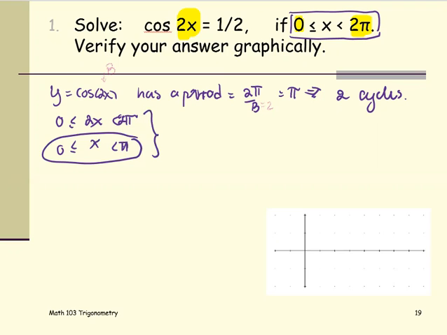Now we look at the function that we have, which is cosine of 2x, and the equation cosine 2x equals 1 over 2. Let a be 2x. So we are solving the equation cosine of a equals 1 over 2. The cosine value is positive. That tells us a will be in the first quadrant and the fourth quadrant. Use the unit circle to help us out.